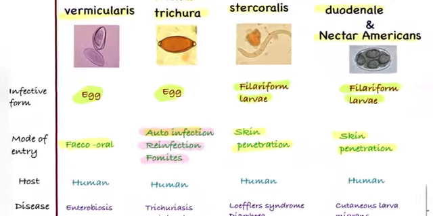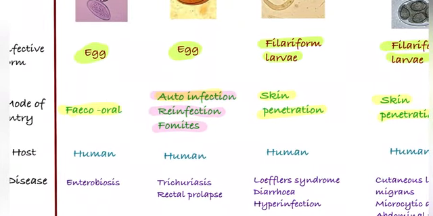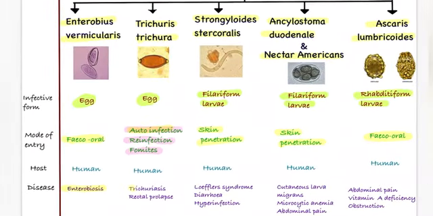Enterobius vermicularis causes enterobiasis. The patient will have typical history of increased itching near the anal area or perineum, especially at night. Trichuris trichiura causes trichuriasis or rectal prolapse. The question can mention the presence of coconut cake appearance of the rectum in case of Trichuris trichiura. Then Strongyloides stercoralis causes Loeffler syndrome, diarrhea and hyperinfection.